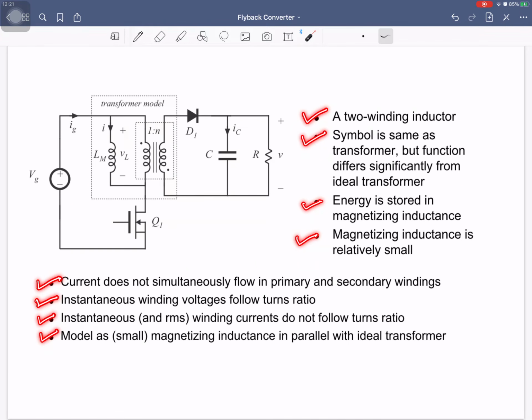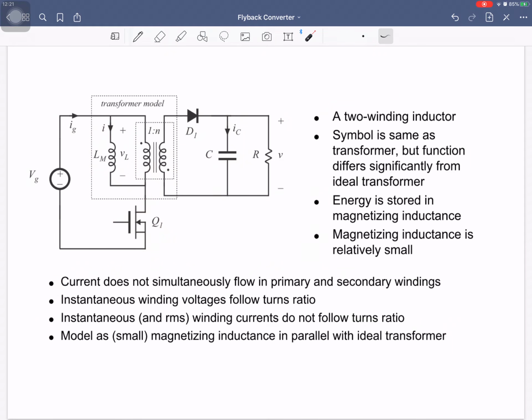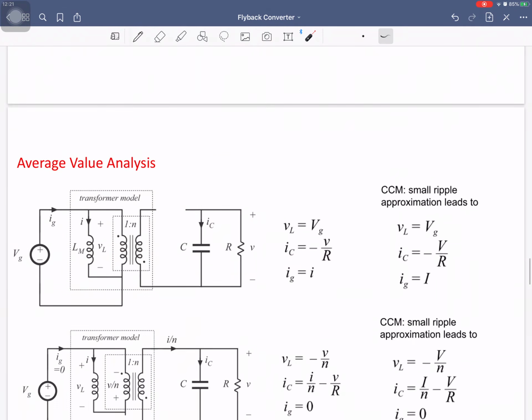So your magnetization branch is represented in parallel to your primary winding over here, representing how we can store the energy when our switch Q1 is in the on state, and when it is turned off, the energy stored is delivered through this diode to your load. So when our switch is in the on state, energy is stored, and when your switch Q1 is in the off state, your energy is delivered.